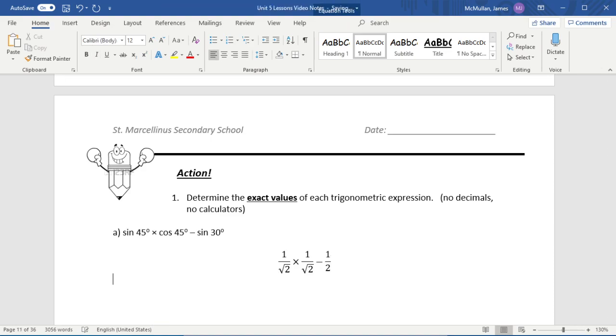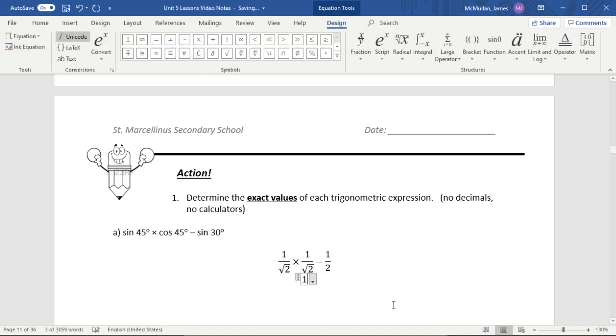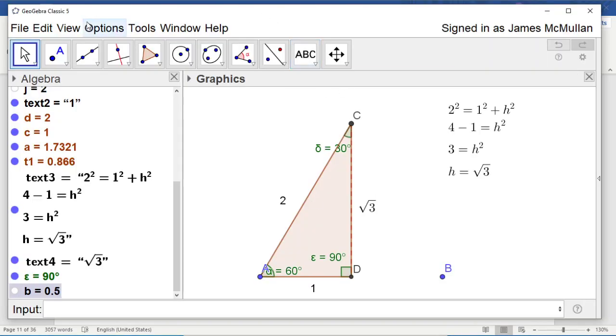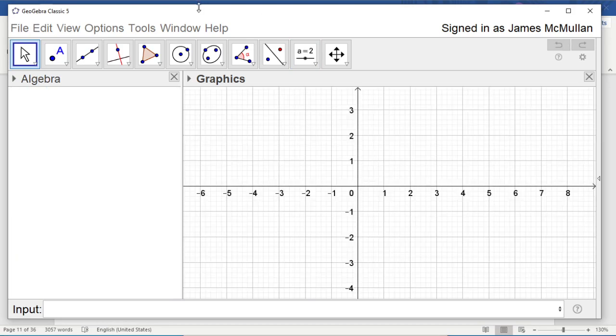Okay, now you know that to multiply fractions, you do the top times the top and the bottom times the bottom. Well, the bottom times the bottom is root 2 times another root 2. And root 2's, when you multiply them together, become just a regular 2. And so you get 1/2 minus 1/2, which is 0. Okay, so let's go to GeoGebra and just check our answer for that. Make sure we did it right.